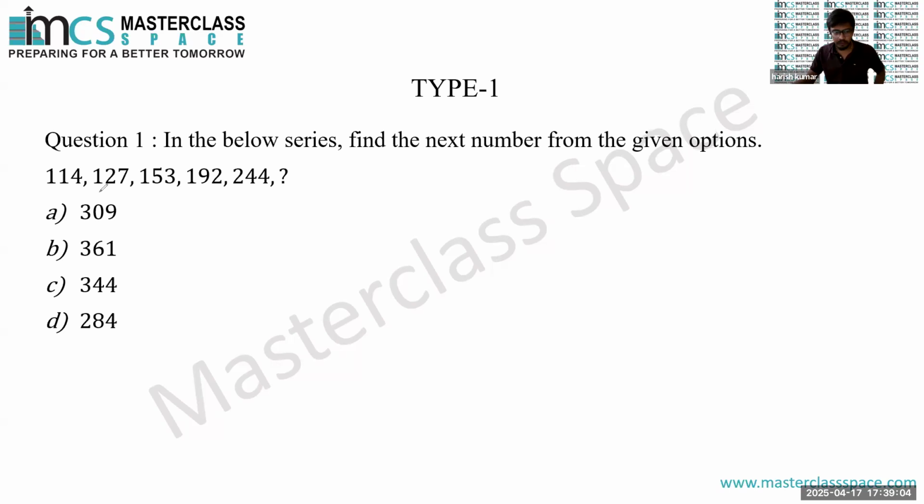The difference method. So what is the difference between 114 and 127? It's 13, right? From 127 to 153, the difference is 26. From 153 to 192, the difference is 39. And from 192 to 244, the difference is 52. So clearly the differences are in multiples of 13, right? So what would be the next difference?